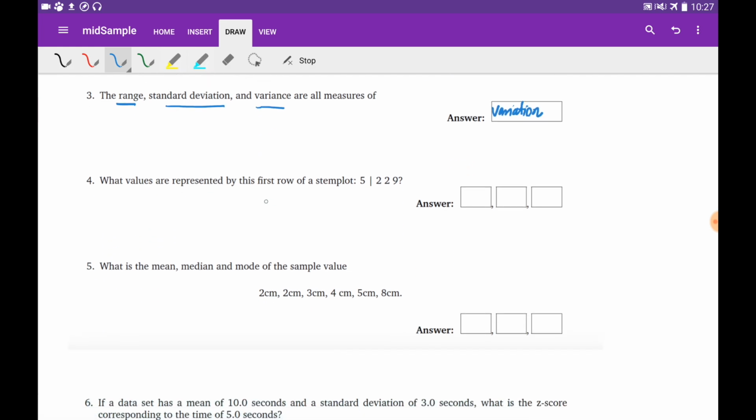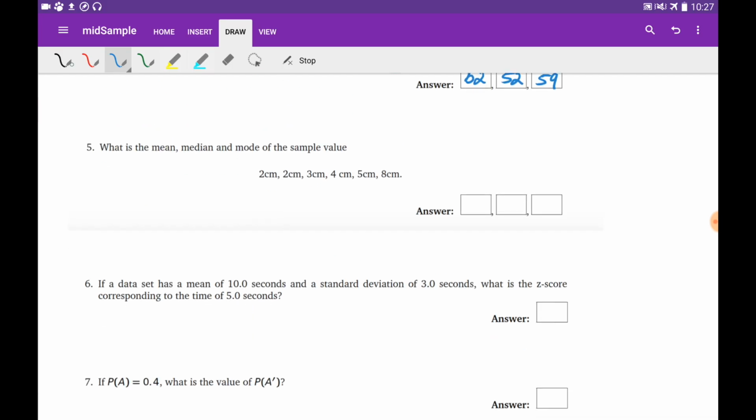If you are given the stem plot in this form, the numbers are going to be 52, 52, and 59. Question number 5 is we need to find the mean, median, and the mode of the 6 numbers. In order to find the mean, we just need to add all the numbers and divide them by 6. If you add them, it is going to be 4, 7, 11, 16, 24. 24 divided by 6 is going to be 4. So the mean is 4.